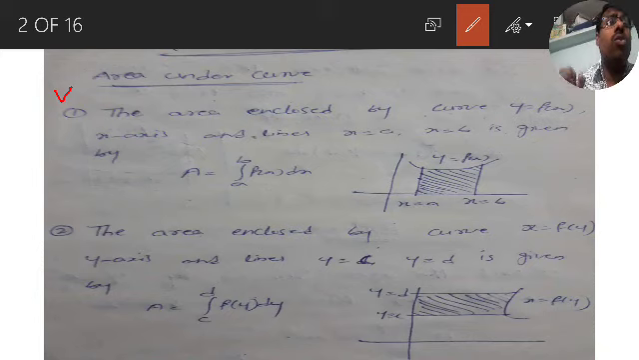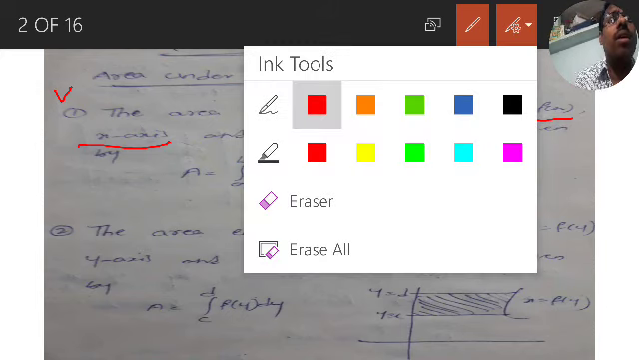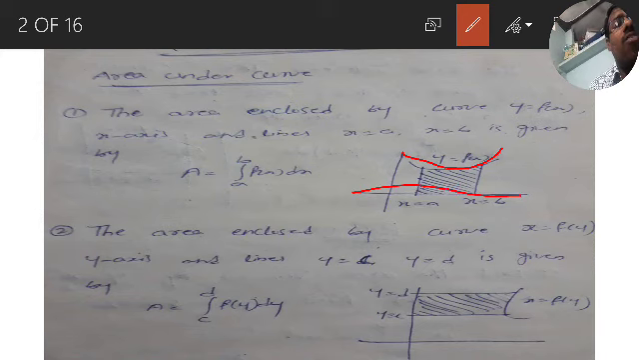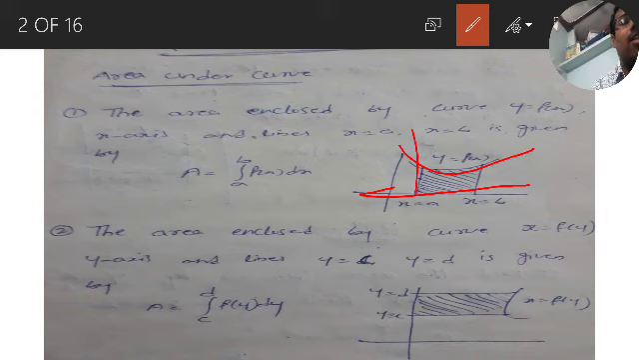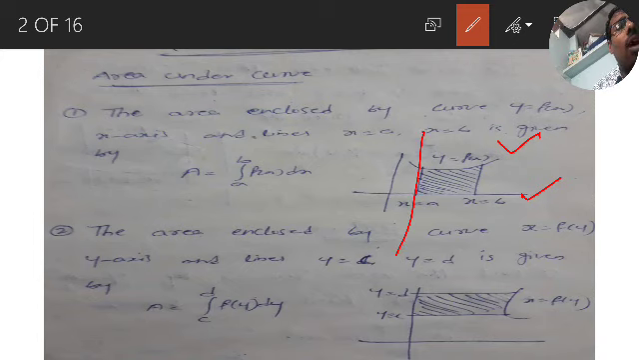So, the area is enclosed by the boundaries. What are the boundaries given? A curve, x-axis, and lines x is equal to a and x is equal to b. This is the curve y is equal to f of x, this is the x-axis, and these are the two lines. The in-between area is this area.